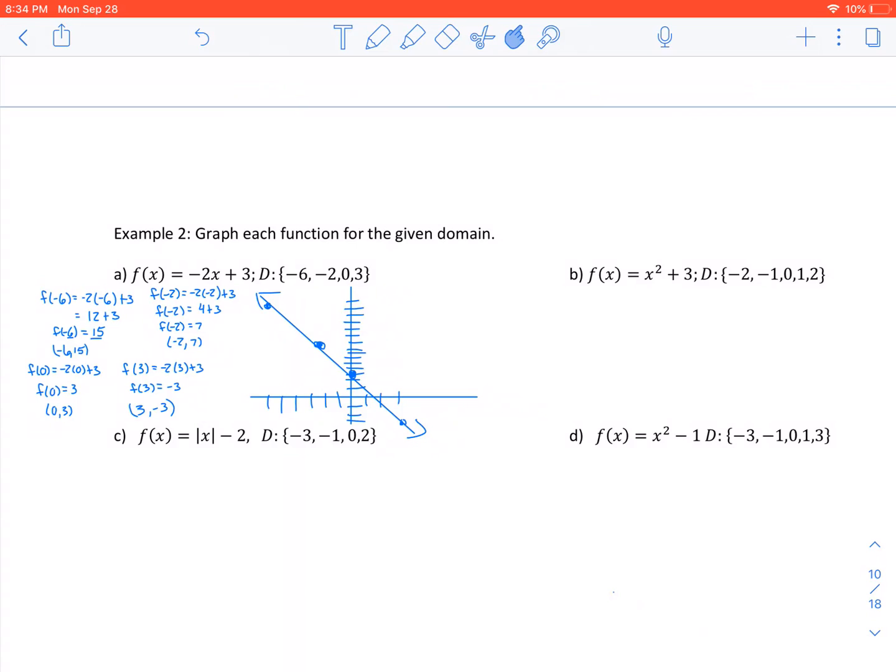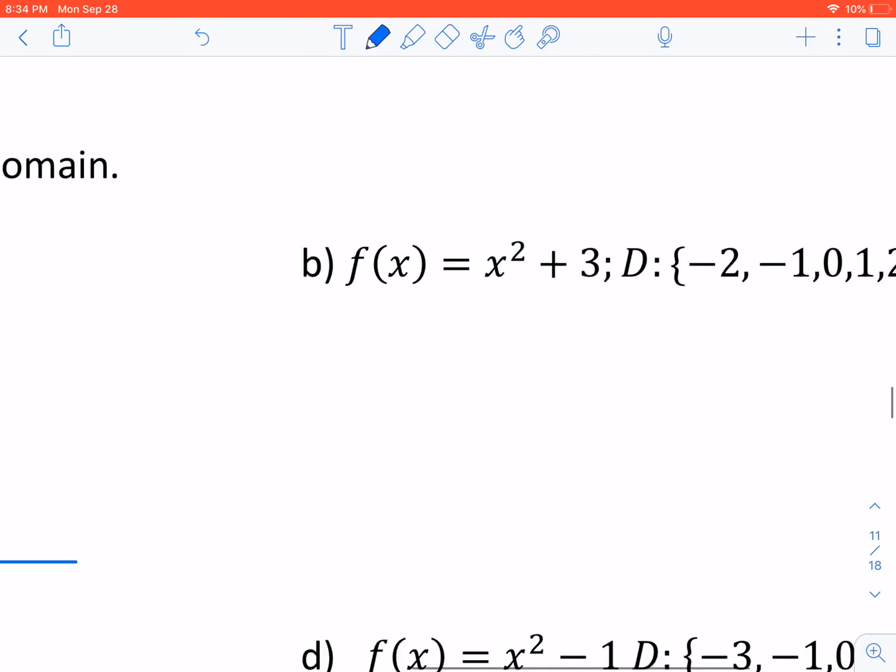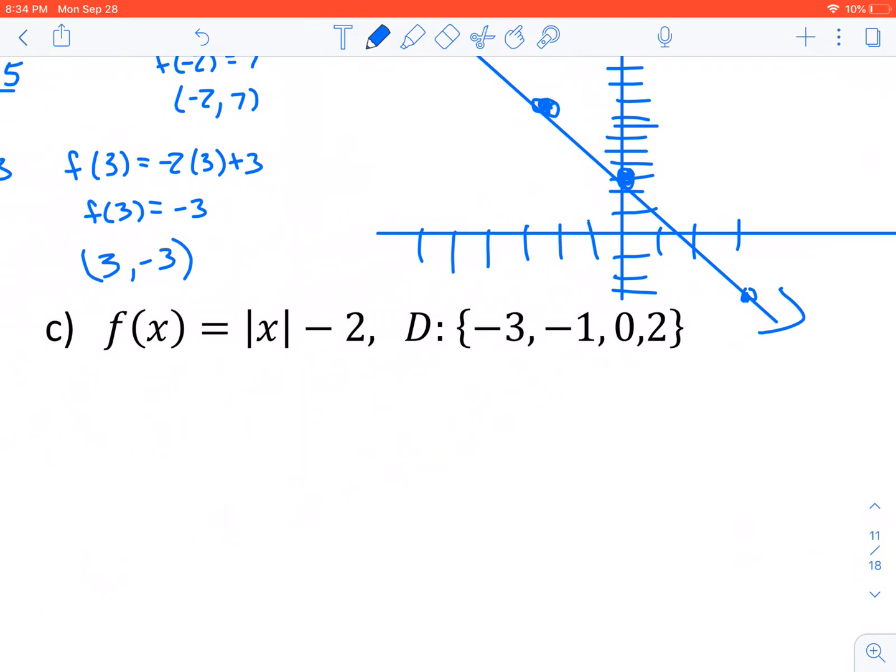And go ahead and do the same things with these. Remember, on this one you're going to square x first before you add 3. In this one you take the absolute value. So when you plug in negative 3, that's going to turn into positive 3 minus 2.